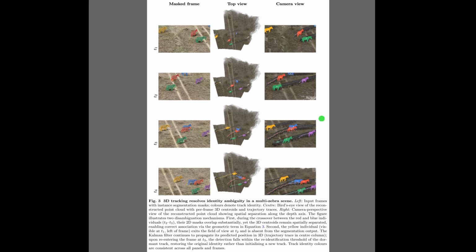Figure 3 shows how 3-dimensional tracking resolves identity ambiguities in a multi-zebra scene. Notice the red and blue zebras crossing paths between time steps T2 and T3. Their 2-dimensional masks overlap heavily, but their 3-dimensional centroids remain distinct for correct tracking. Then, the yellow zebra exits the frame at T2. A Kalman filter, an algorithm that predicts future positions based on past movement, continues estimating its location, so when it re-enters at T3, the system perfectly re-identifies it.